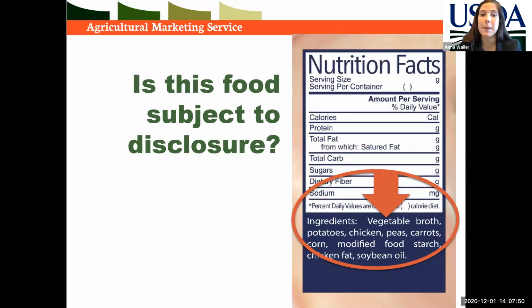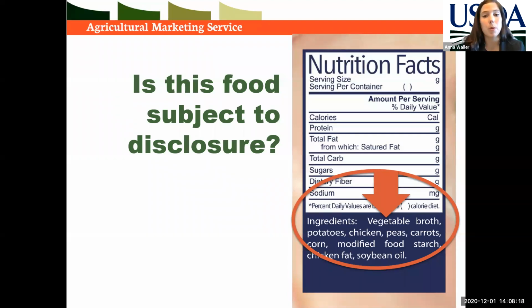In the second example, we again look at the first ingredient. Here, the first ingredient is vegetable broth. Vegetable broth is not covered by the Federal Meat Inspection Act, the Poultry Products Inspection Act, or the Egg Products Inspection Act. However, since the first ingredient is broth, stock, water, or a similar solution, we need to look at the second ingredient. Here, the second ingredient is potatoes.